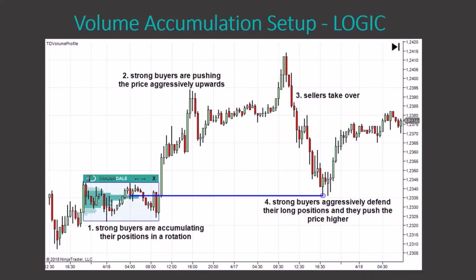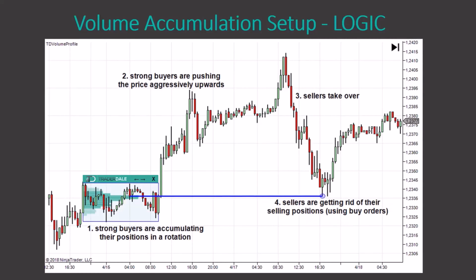But there's also a second factor. We can't really tell which factor is stronger, but there are always two factors which help to move the price away from the heavy volume area. So this is the same picture. Again, buyers, uptrend, pullback, and this is the second factor. Sellers are getting rid of their selling positions using buy orders. Now, what that means, those sellers are pushing the price downwards, right?